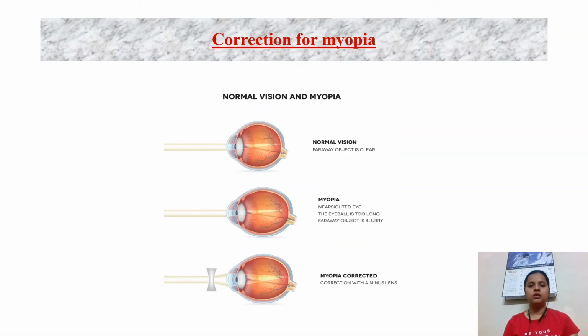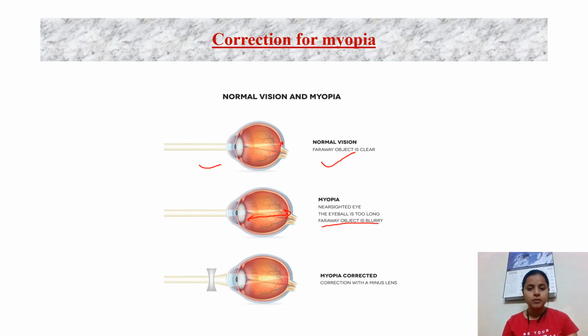Now let's see. Okay. So correction for myopia, normal vision and myopia. So this is the normal vision. You can see here the normal vision image is forming on the retina. And this is the myopia. Okay, nearsighted eye, the eyeball is too long. You can see the eyeball is too long. See, it's a very long eyeball. Okay, and that is why far away objects are blurry.